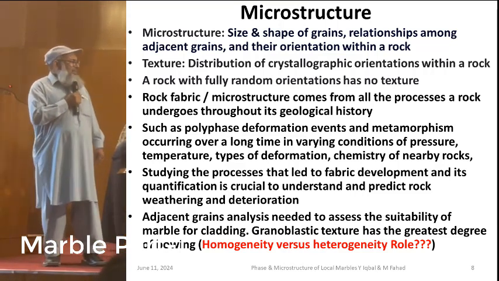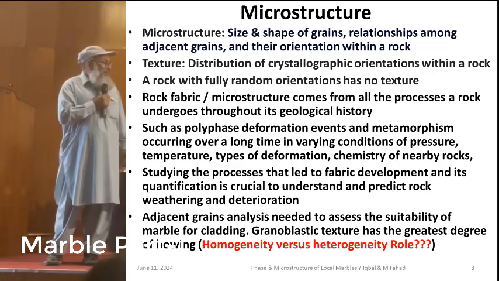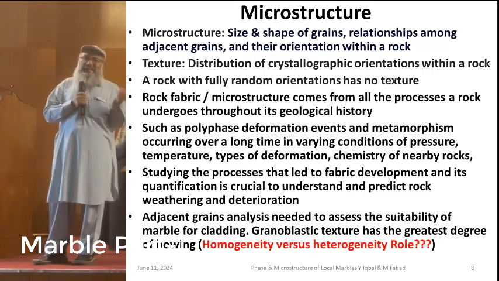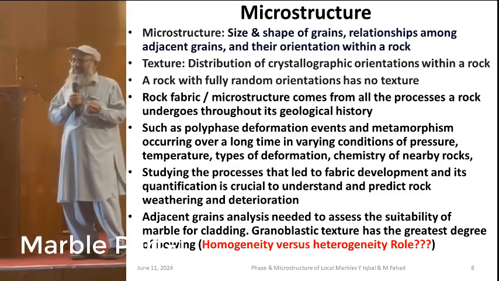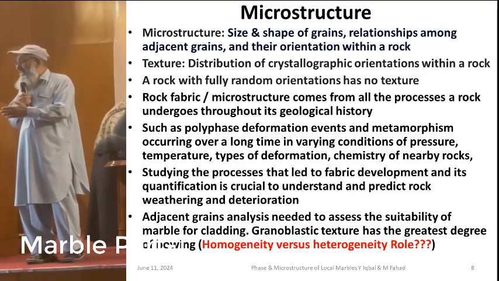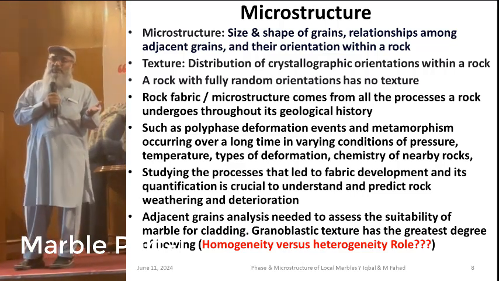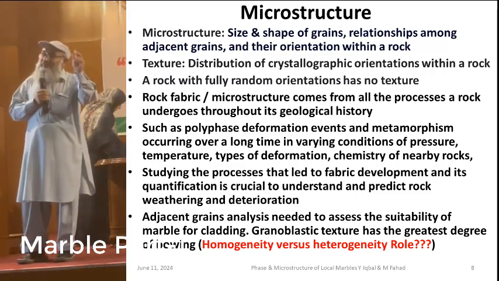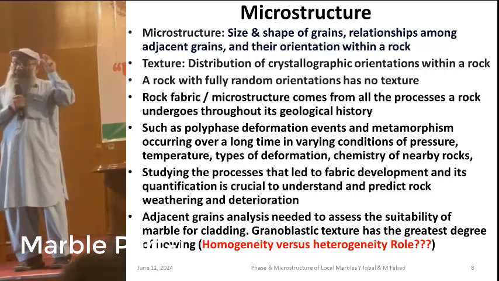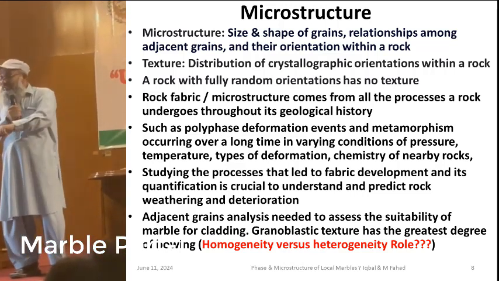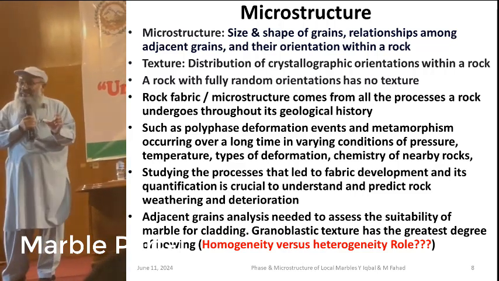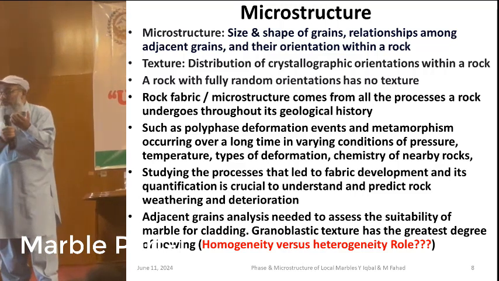Adjacent grain analysis is needed to assess the suitability of a marble for cladding. Now, when you are processing a specific material, for example clay, clay is a fine particle material. People think that when we grind it to the ultimate finest particle size, it will be homogeneous. No. If you look into the flour, when it is finely ground, it makes agglomerates, and that agglomeration introduces heterogeneity into the material. For application, sometimes you need heterogeneity, and at other times you need homogeneity. For some properties, you need fine particle size, but for other properties, you need coarse particle size.